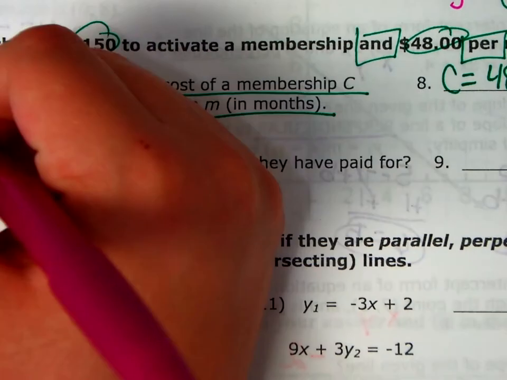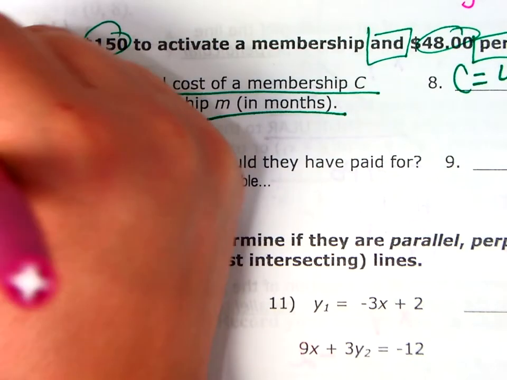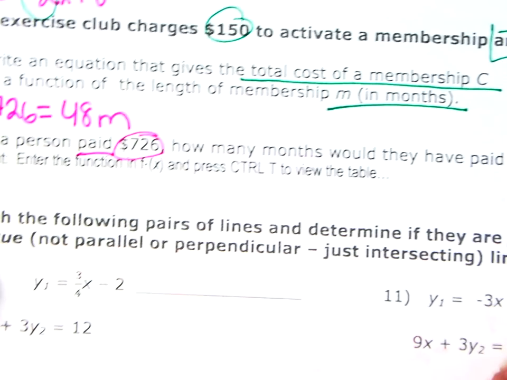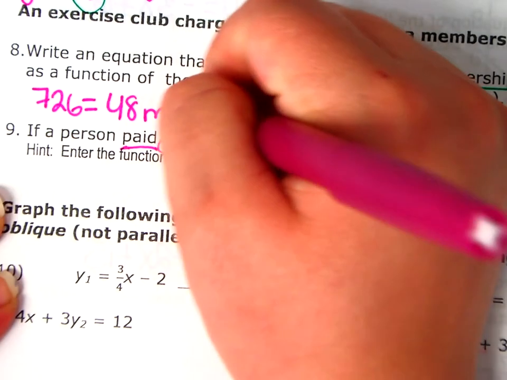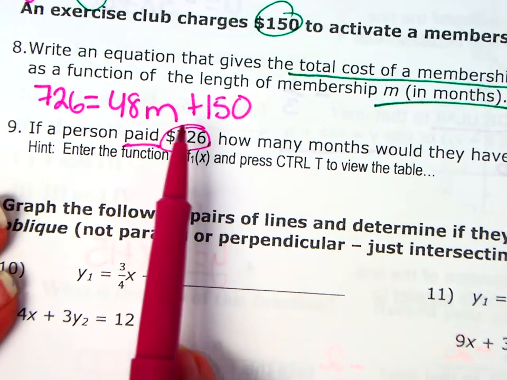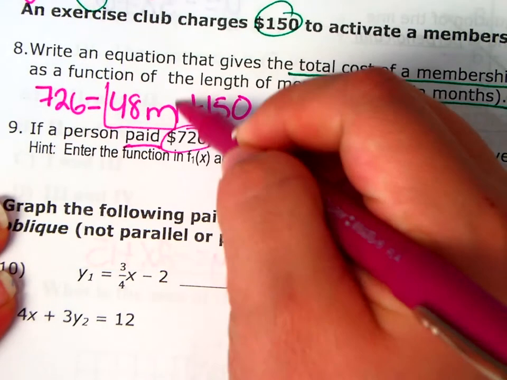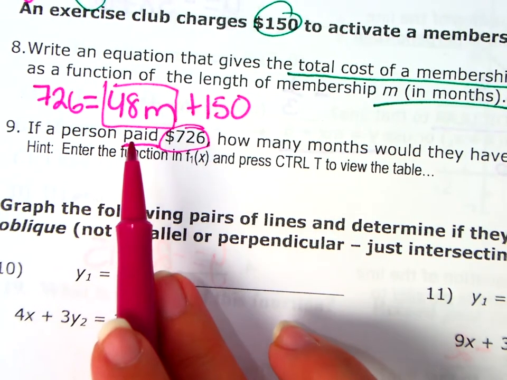So, we'll do it over here. 726 is equal to 48M plus 150. I want M by itself. So what do I have to do with that 150? Subtract 150 on both sides.